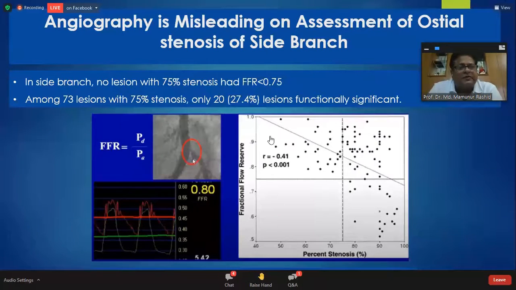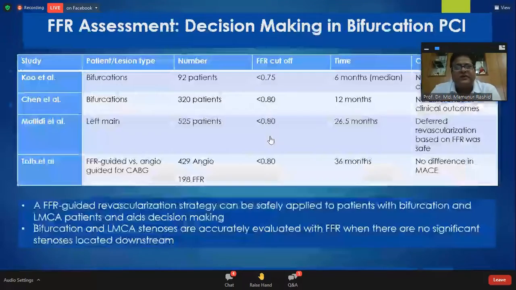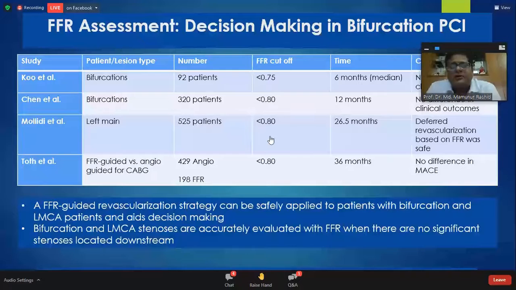Among 73 lesions with 75% stenosis, only 20, that is around 27.4%, were functionally significant. So FFR assessment will help in strategy decision-making, whether a two-stent or provisional single stent strategy. That is, Maldonado et al. show that in the case of left main bifurcation lesions, revascularization based on FFR was safe.